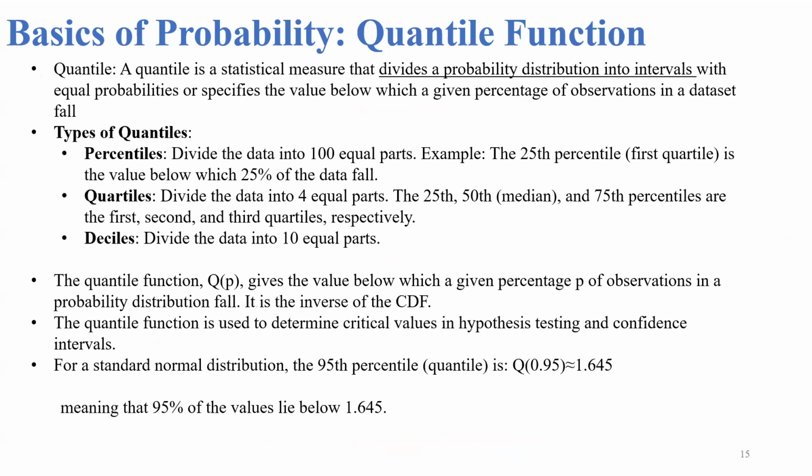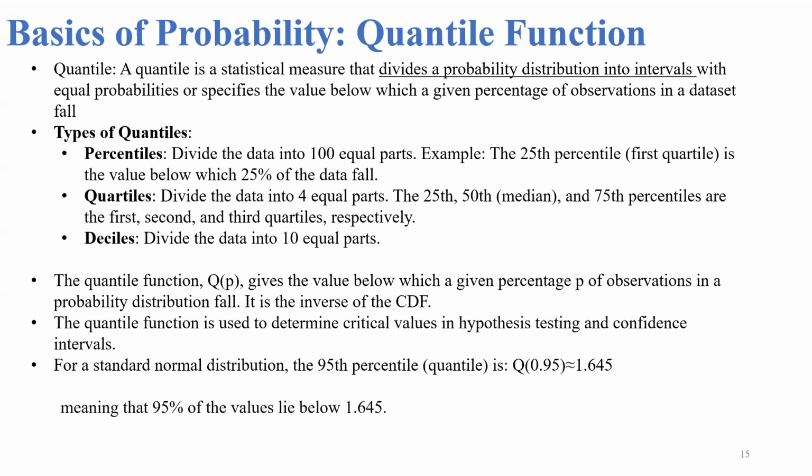Now let's talk about another important concept called the quantile function. A quantile is a statistical measure that divides a probability distribution into intervals with equal probabilities, or specific values below which a given percentage of observations in a data set can fall. So instead of having a broad range, you break it down. You can break it down in the following ways: percentiles, having them in 100 parts, such as the 25th percentile, first quartile, and so on, or quartiles dividing into four parts, or deciles dividing into 10 parts.